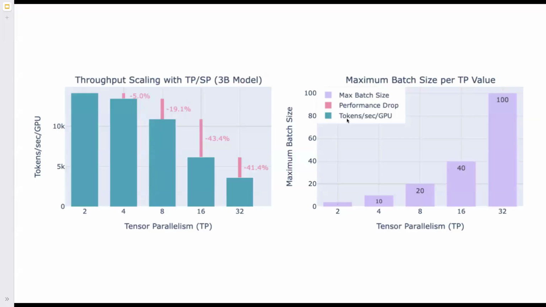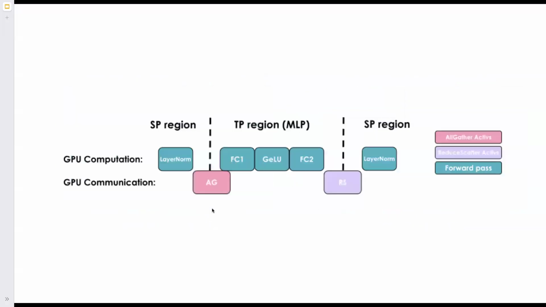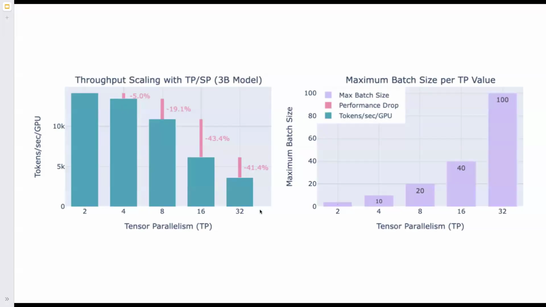And finally, if we take a look at efficiency from the throughput perspective, we see that sadly, tensor parallelism, even with sequence parallelism, is still not a silver bullet. So when we increase the number of GPUs across which we shard, because of these operations, which we can't really overlap with anything, we get a huge tax on the parallelization. So with 32 GPUs, we get roughly half of the throughput per GPU.